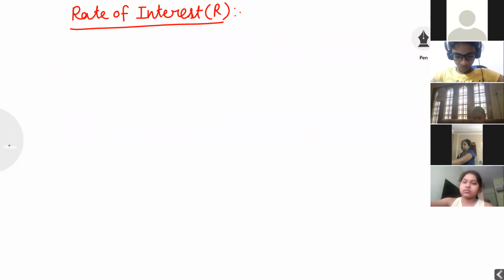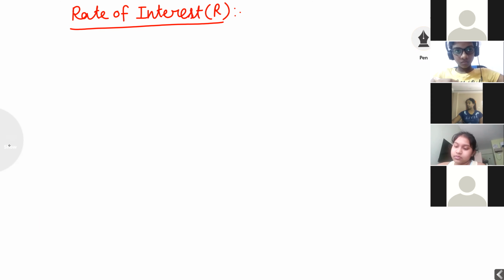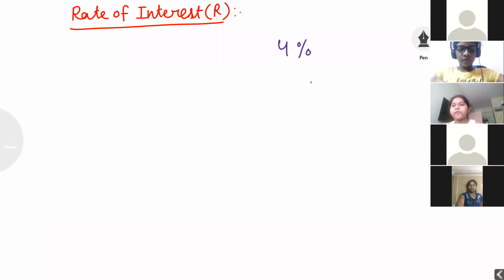In previous class, I explained very clearly what is the meaning of rate of interest. Suppose one person goes to a bank, and the banker says, I want to give you a loan, but I want to charge 4% interest. What is the meaning of 4% interest? For every 100 rupees he will charge 4 rupees. 9% interest means for every 100 rupees he will charge 9 rupees. 12% interest means for every 100 rupees he will charge 12 rupees. This is called rate of interest.